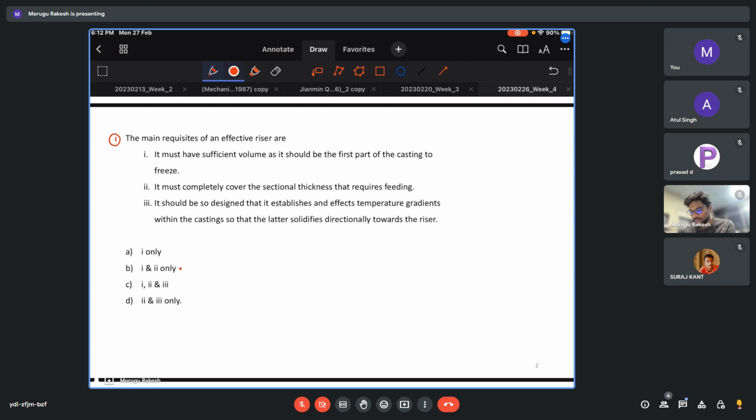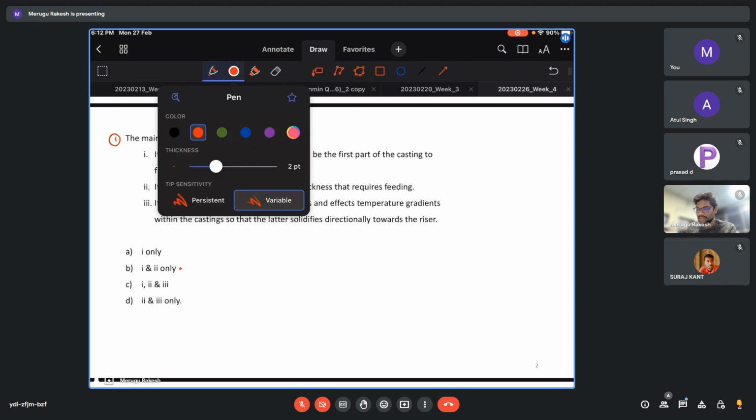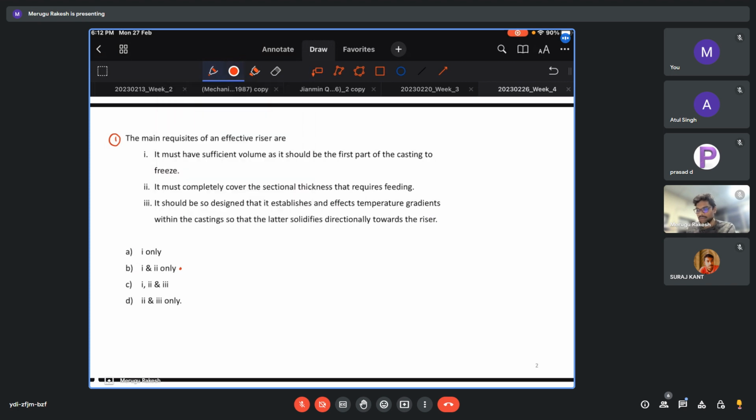Let me read. This is the question regarding the basic fundamentals of the riser. The first option is it must have sufficient volume as it should be the first part of the casting to freeze. Basically, the riser is the last part of the casting to be solidified because it has to supply the liquid to the casting to avoid any shrinkage. So it is not the first, it is the last one. This option is wrong. So I can eliminate all the options that include the first option. Option D is the correct one, but let us go through the other options as well.